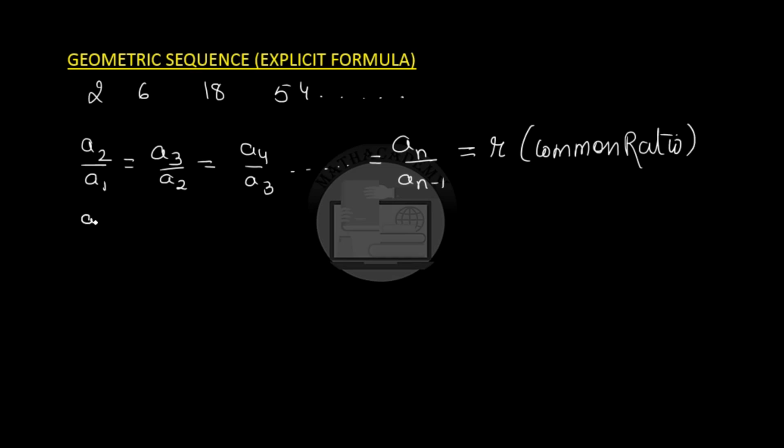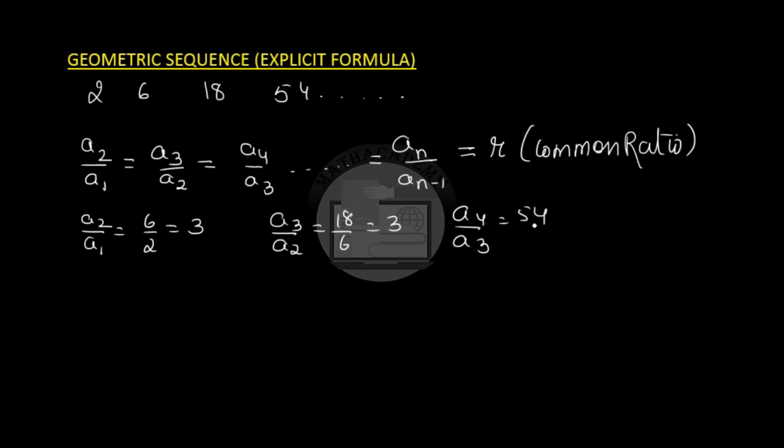In our case, a2 over a1 is 6 over 2, which is 3. a3 over a2 is 18 over 6, which is again 3. a4 over a3 is 54 over 18, which is again 3. There is a common ratio among the consecutive terms, and therefore this sequence is a geometric sequence.